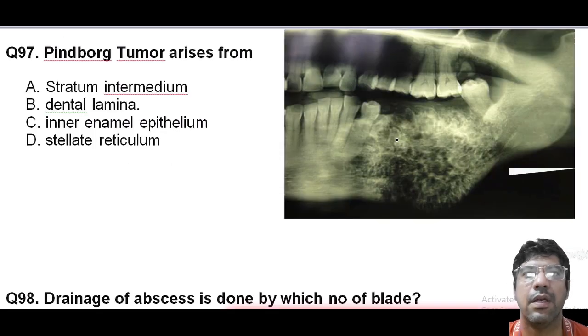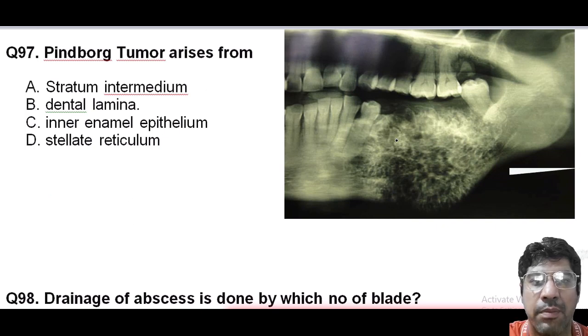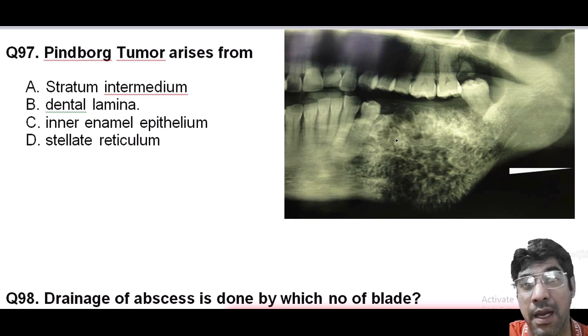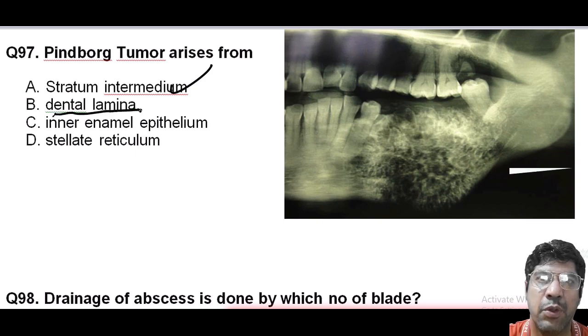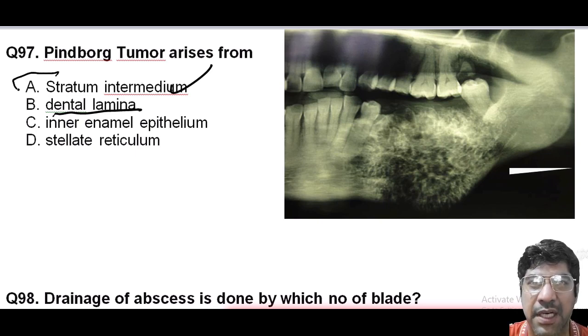So the answer is A. The Pindborg tumor arises from the stratum intermedium. The tumor cells resemble the cells of the stratum intermedium of the enamel organ. Some believe that it arises from the dental lamina, but the best answer is stratum intermedium.